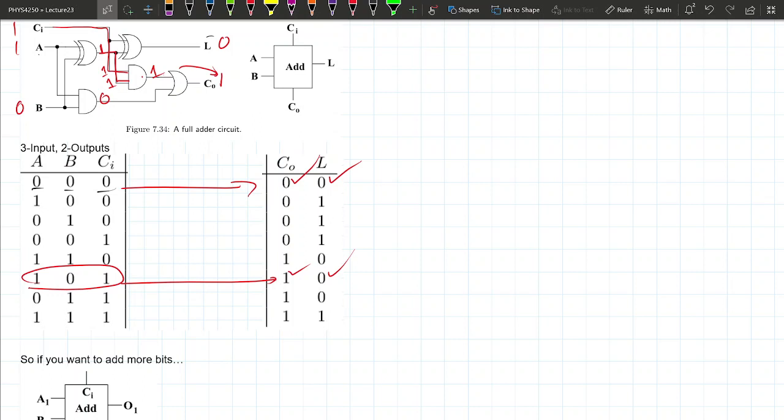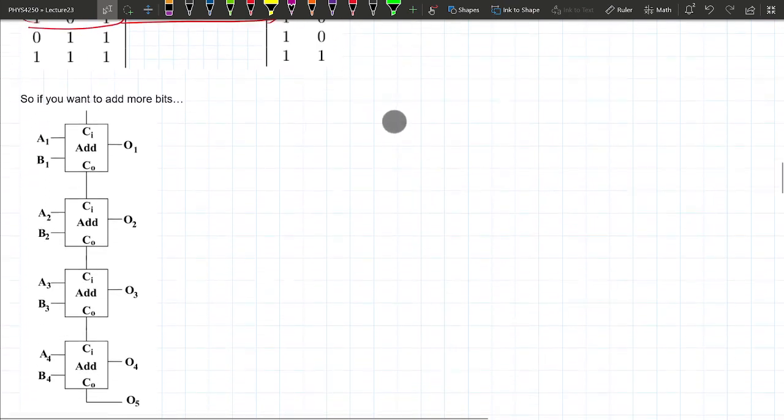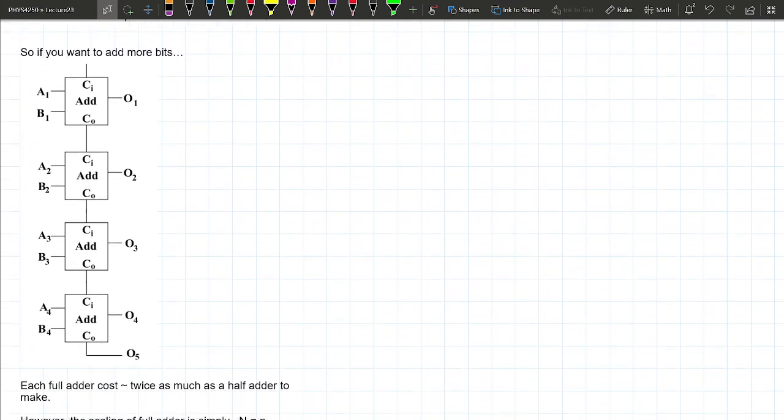Yeah, each full adder gives you 1 bit. So if you want to add 10 bits together, you need 10 full adders, because we're not dealing with the vector version of this. So exactly as Shane just asked, if you want to add more bits, you chain up the full adders together. So you've got the ones place, the twos place, the fours place, the eights place, and that allows you to add up multiple bits.